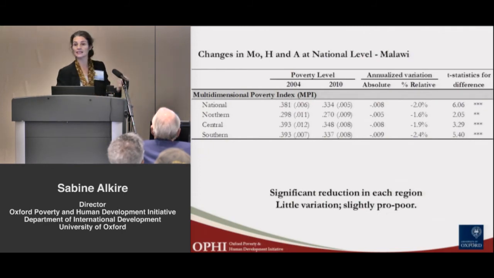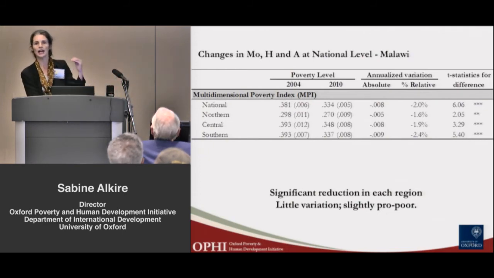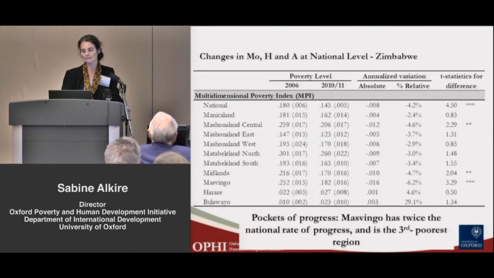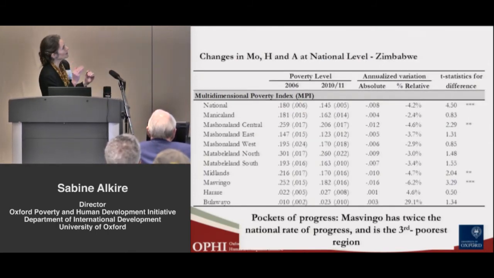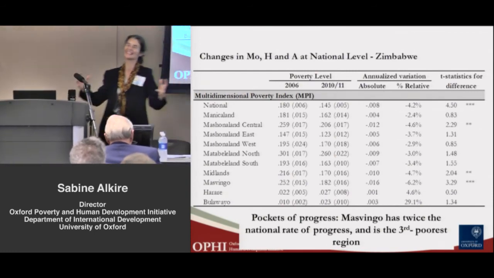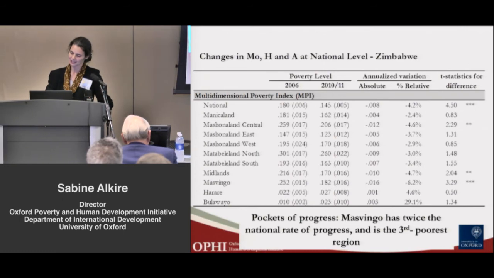In Malawi, as in Rwanda, as in Bangladesh, every region had statistically significant reductions in poverty. And the rates varied a lot. So in Zimbabwe, Masvingo had a rate that was twice as fast of reduction as the national average.